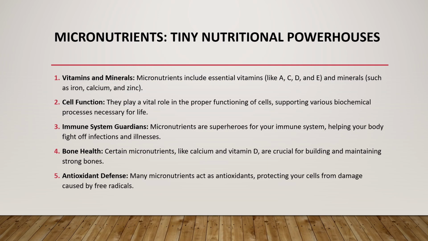Now let's understand micronutrients. These are tiny nutritional powerhouses. How do they help us and what are their requirements in the body? We'll understand it in very short statements. First, vitamins and minerals. Micronutrients include essential vitamins like A, C, D, E and minerals such as iron, calcium and zinc. Cell function. They play a vital role in the proper functioning of cells, supporting various biochemical processes necessary for life.